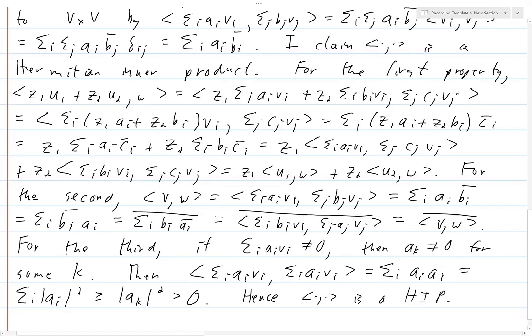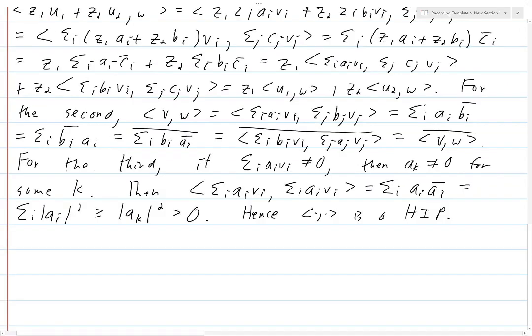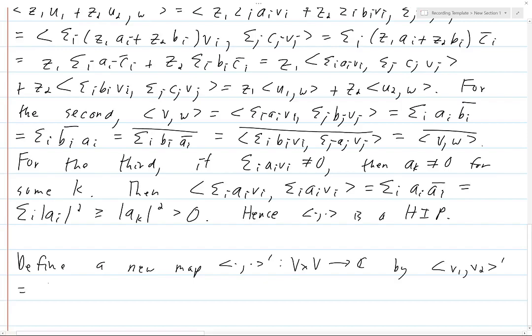Now, in general, this is not going to be necessarily a G-intertwining Hermitian inner product, or G-invariant Hermitian inner product, but we can use this to make one. So define a new map, this angle-y thingy prime, going from V cross V to C by taking v1, v2 inner product prime, which equals the sum over all g in G of rho g v1 with rho g v2. I claim that this is a G-invariant Hermitian inner product, HIP.